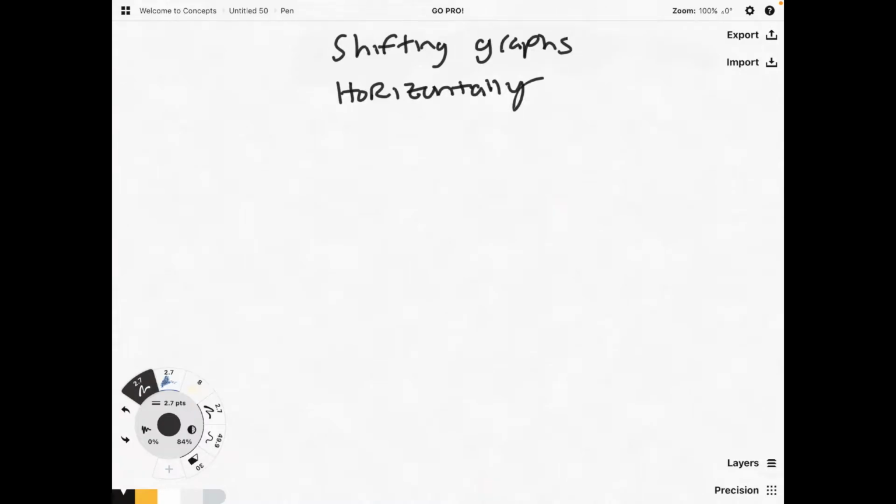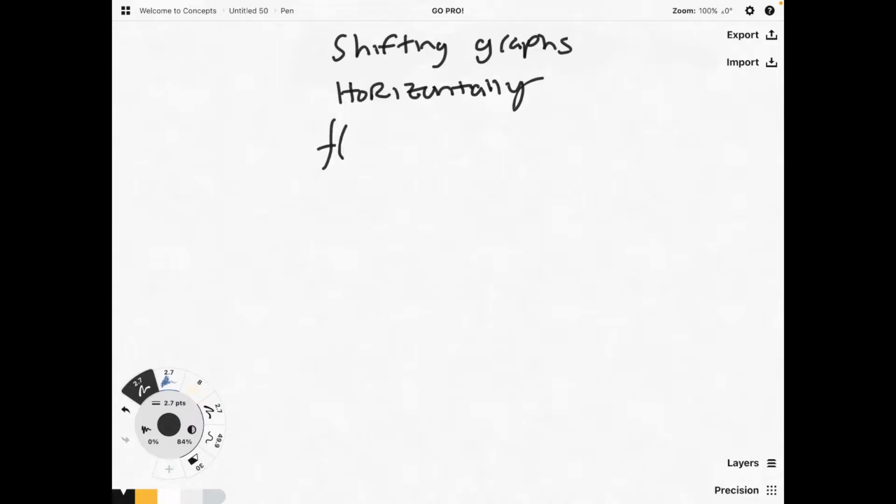Hello, in the past couple of videos we have been looking at how to manipulate graphs. In today's video we will be focusing on how to manipulate a function to horizontally shift in the positive or the negative direction. If you have the function f of x and you want to shift it to the left or to the right, all you need to do is add or subtract a constant from the x value.